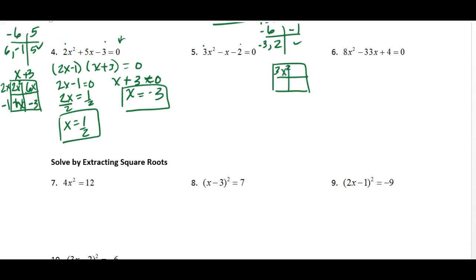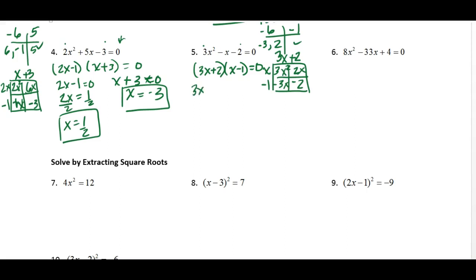3x squared minus 2 goes here, so I have a 2x and a negative 3x. First column, they have in common a 3 and an x. Second one, they would have a 2 in common. This 2x right here is positive, so I'm going to make it positive. First row, they have an x in common. Down here, they have a negative 1 in common. So I have 3x plus 2 times x minus 1 equals 0.